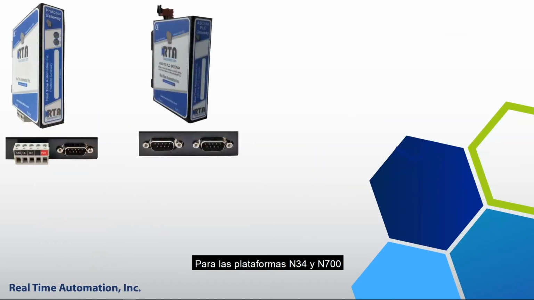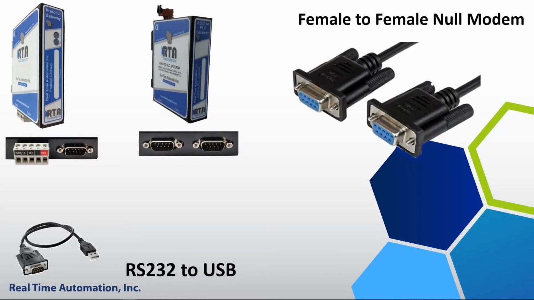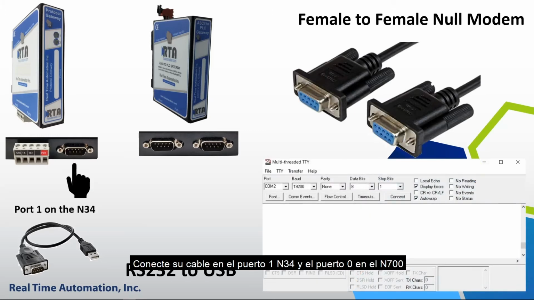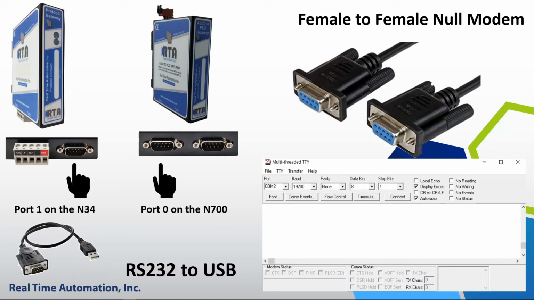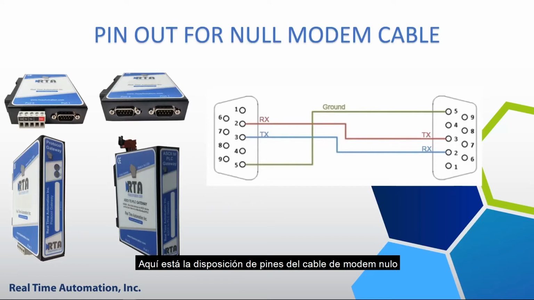N34 and N700 hardware platforms: you are going to need an RS232 to USB converter, a null modem cable, and MIDI. Plug your cable in port 1 on the N34 and port 0 on the N700. MIDI can be found on the CD or click the link in the description to our downloads page. Here is a pinout for the null modem cable.